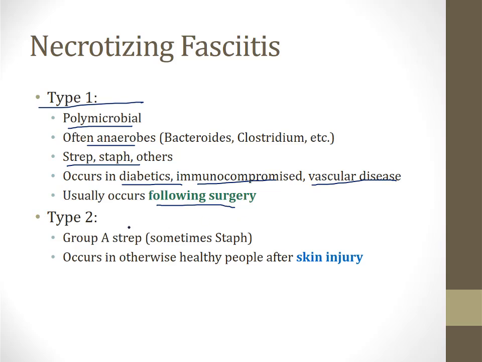The second type is usually caused by group A strep. Sometimes it's caused by staph, and this is the type that occurs in otherwise healthy people after some minor skin injury. This is the scary type where a person can have a fall and a minor injury to their skin and then develop the life-threatening infection necrotizing fasciitis.